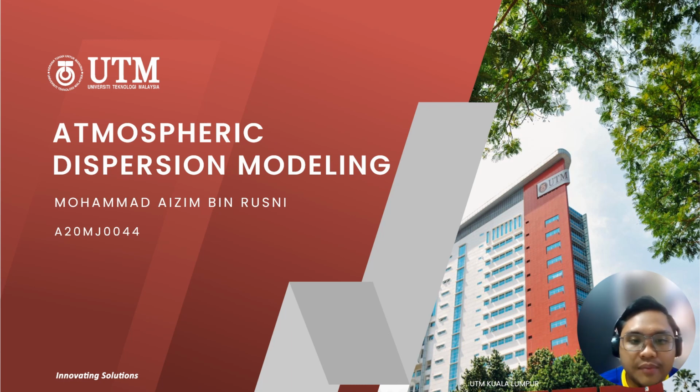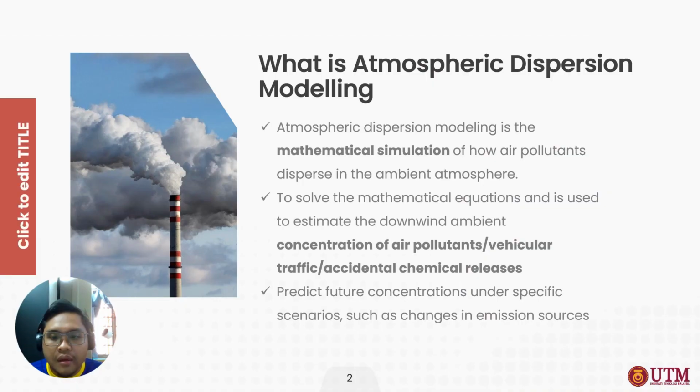Today I will explain atmospheric dispersion modeling. So, what is atmospheric dispersion modeling? Atmospheric dispersion modeling is the mathematical simulation of how air pollutants disperse in the ambient atmosphere. It solves mathematical equations and is used to estimate the downwind ambient concentration of air pollutants, from vehicular traffic or accidental chemical release, and predict future concentration under specific scenarios such as changes in emission sources.